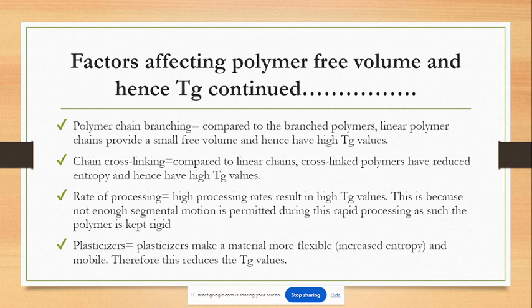Now, what about the rate of processing? This is another factor that will affect segmental motion. High processing rates result in high Tg values. This is because not enough segmental motion is permitted during this rapid processing. As such, the polymer is kept rigid. So if the processing is too rapid, there is no segmental motion allowed, and so high Tg values are usually recorded because of rigidity in terms of segmental motion.